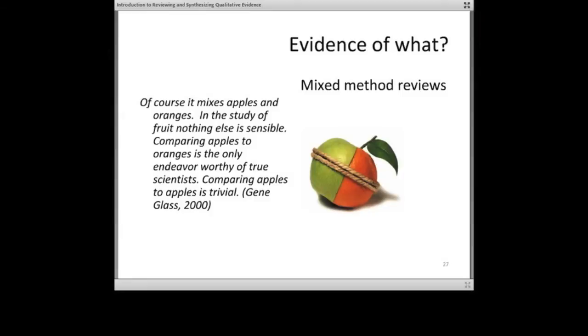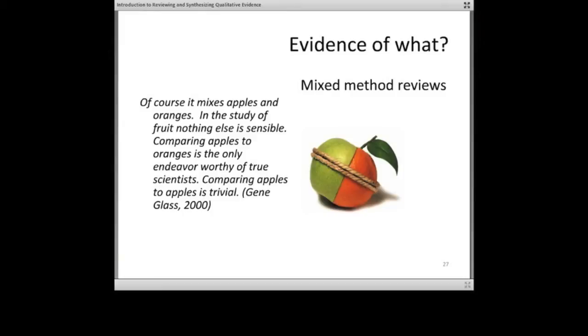But I actually support Gene Glass in saying that it is, of course, about mixing apples and oranges, mixed method reviews. In a study of fruit, nothing else would be sensible. So comparing apples to oranges to him would be the only endeavor worthy of true scientists. Because when you look at it, comparing apples to apples is trivial in a sense.